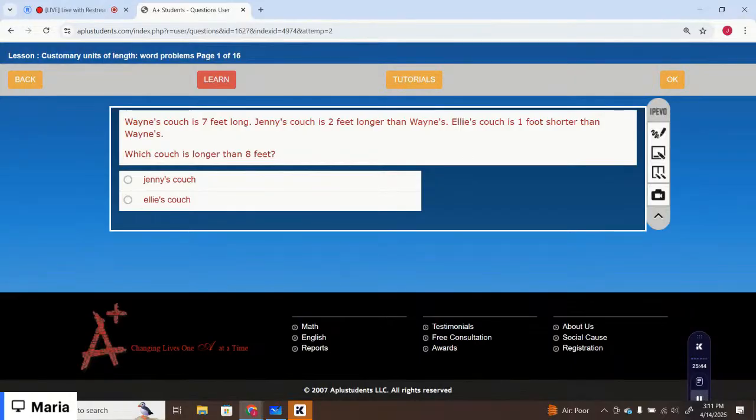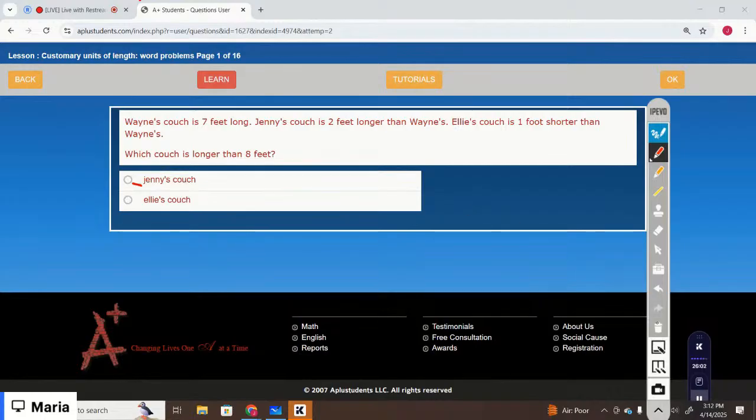Wayne's couch is 7 feet long. Jenny's couch is 2 feet longer than Wayne's. Ali's couch is 1 foot shorter than Wayne's. So, which couch is longer than 8 feet? Okay, so now let's just see which couch is longer than 8 feet.